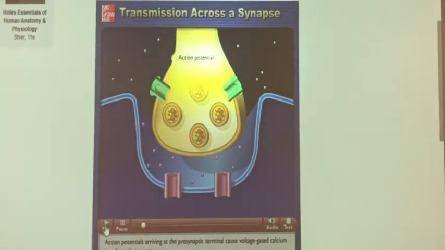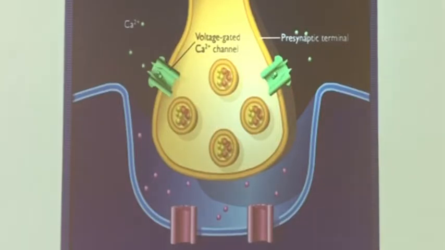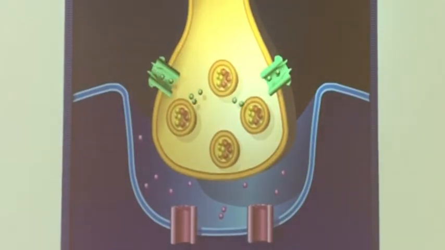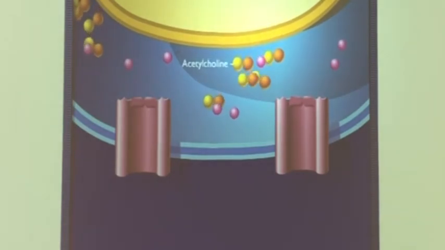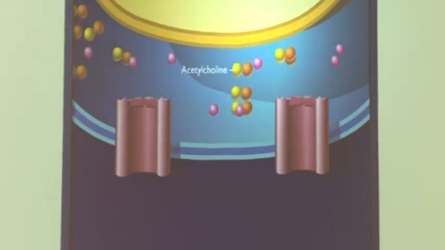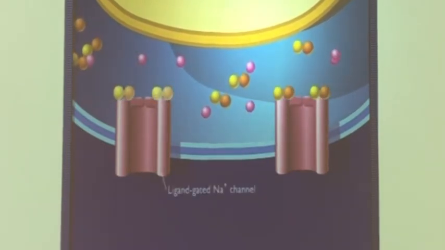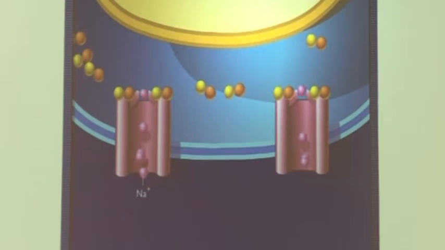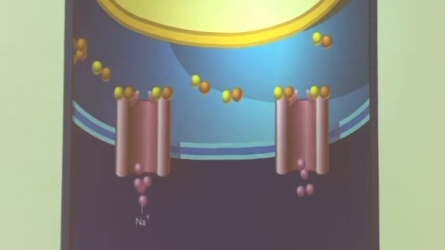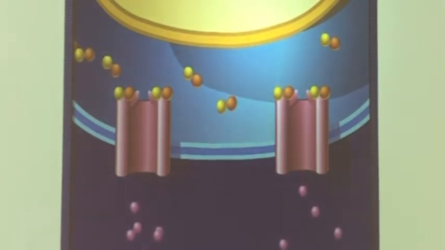Action potentials arriving at the presynaptic terminal cause voltage-gated calcium ion channels to open. Calcium ions diffuse into the cell and cause synaptic vesicles to release acetylcholine, a neurotransmitter molecule. Neurotransmitter molecules, acetylcholine, diffuse from the presynaptic terminal across the synaptic cleft and bind to their receptor sites on the ligand-gated sodium channels. This causes the ligand-gated sodium ion channels to open, and sodium diffuses into the cell, making the membrane potential more positive. If the membrane potential reaches threshold level, an action potential will be produced.